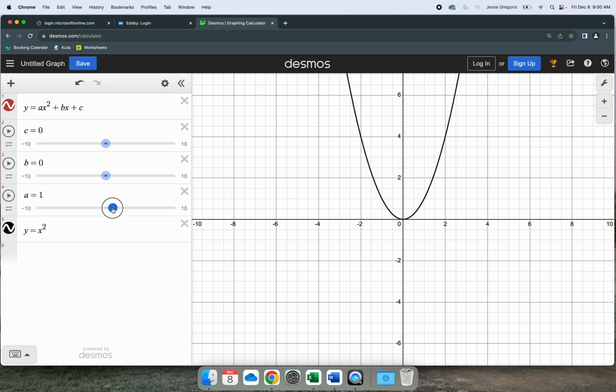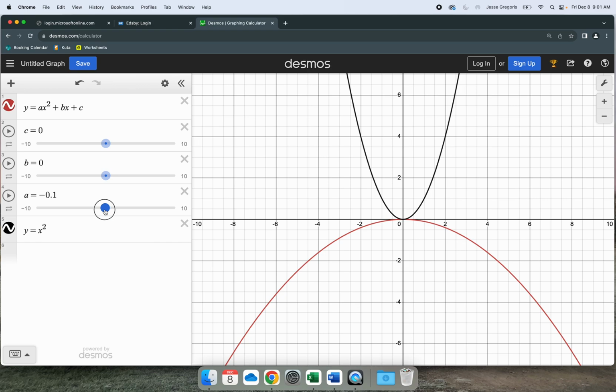So positive, it was skinnier, or it was wider. And when we go negative, you may have just seen it there, it flips over. So it reflects across the x-axis. But the same rules play. So this would be a negative quadratic. It's flipped over.